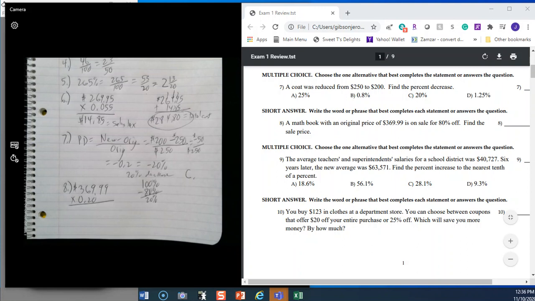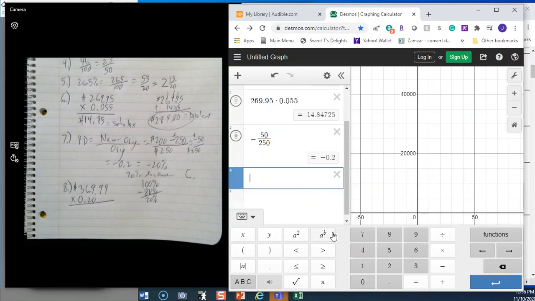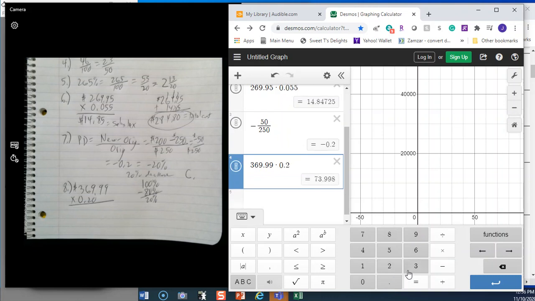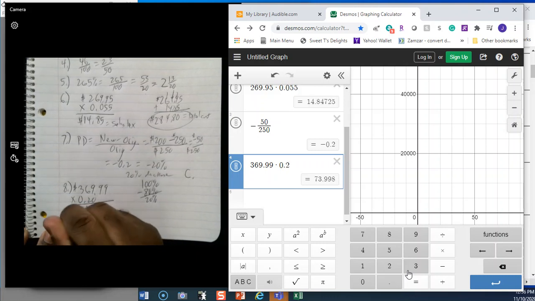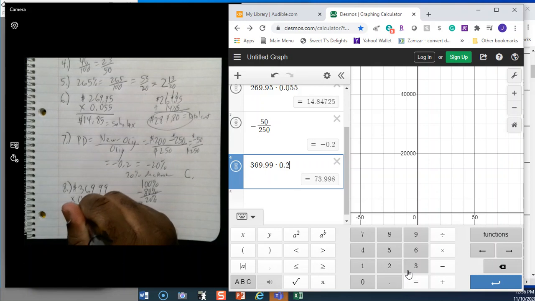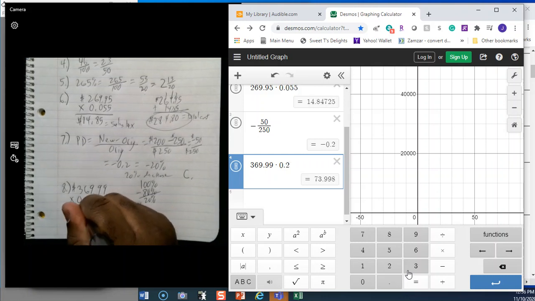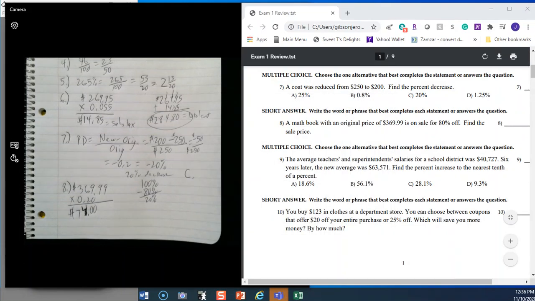We don't have to go through 2, 3, 4 steps. You'll just take this $369.99, and multiply by 0.2. So you'll pay $73. Well, actually, it ended up being $74 when you round to 2 decimal places. So it'll be $74 you'll end up paying. All right.